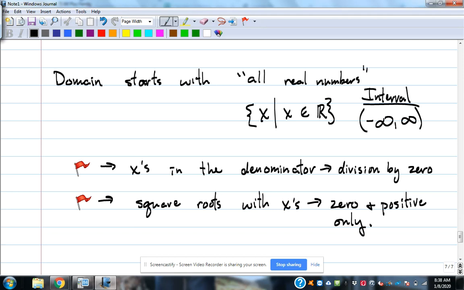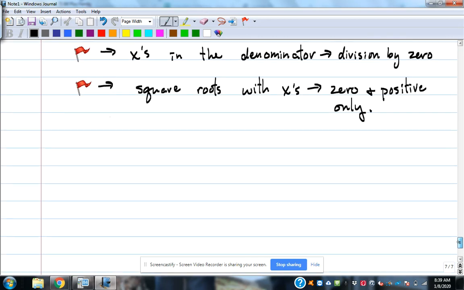Okay, those are the only two red flags that can cause issues with the domain. So there's not many to even look for. So if those two things don't show up, the domain is automatically all real numbers. Okay, so if those two red flags aren't there, either of them or both of them, then you're going to go with all real numbers for your domain. It's not super complicated. Now, let's look at some problems, and our job is going to be find the domain.